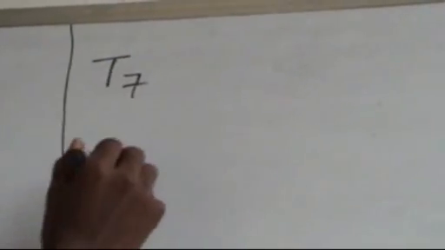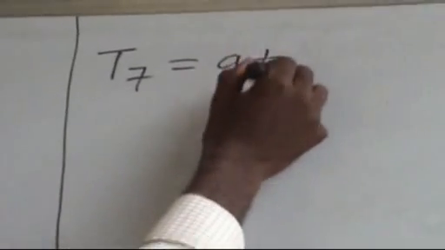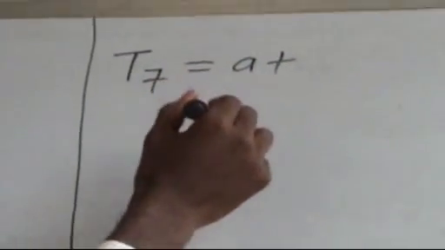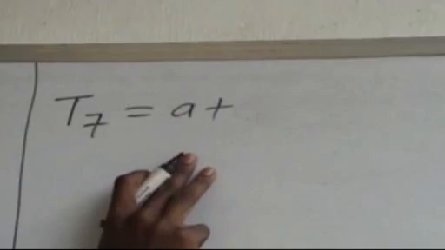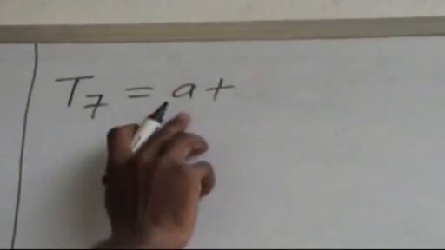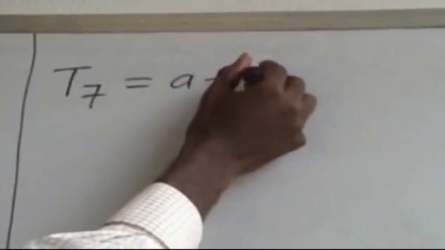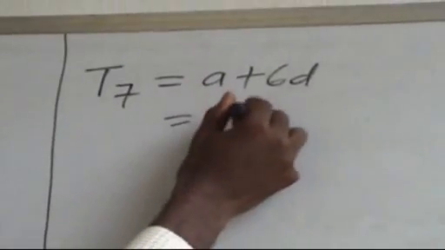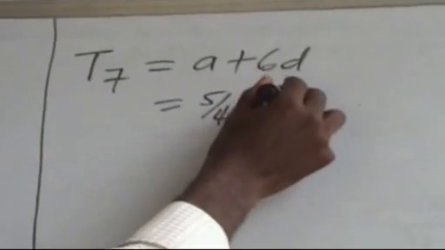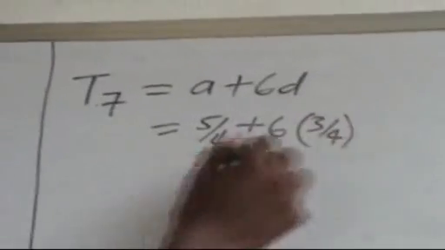T7, which is the seventh pole, is equal to A plus... still from this formula that we have here, Tn equals A plus (n minus 1) multiplied by D. So we have T7 equal to A plus 7 minus 1, which is 6, so 6 times D is 6D. And our A is 5 over 4 plus 6 into our D, which is 3 over 4.